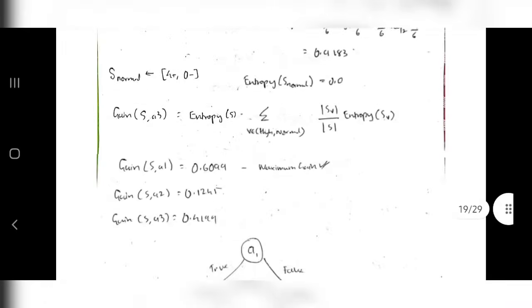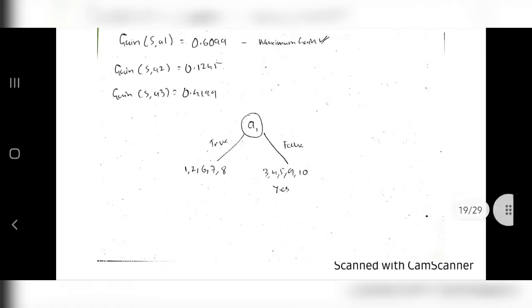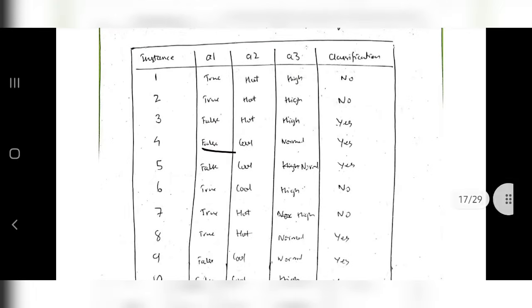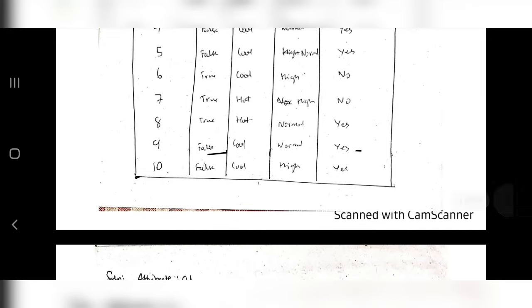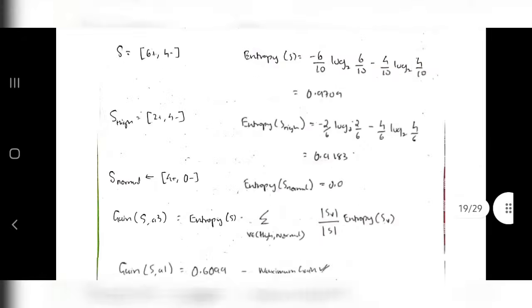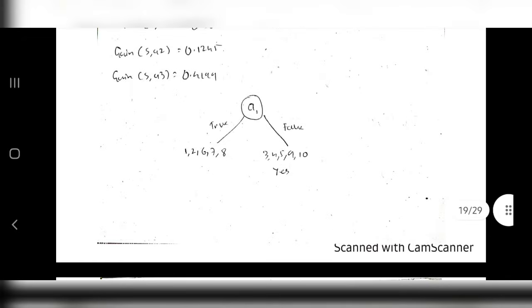Whenever there is a mixture, I have to classify it further, right? If this is having a mixture, obviously this also has a mixture. I'm not sure. Let's see. False is there. False, yes. False, yes. And false, yes. Okay, so since false has no mixture, we'll be just writing yes.